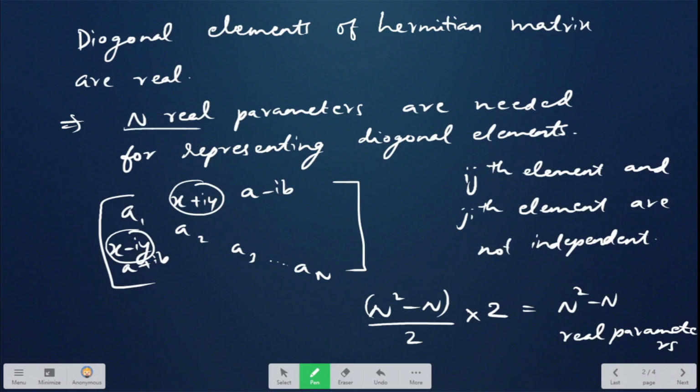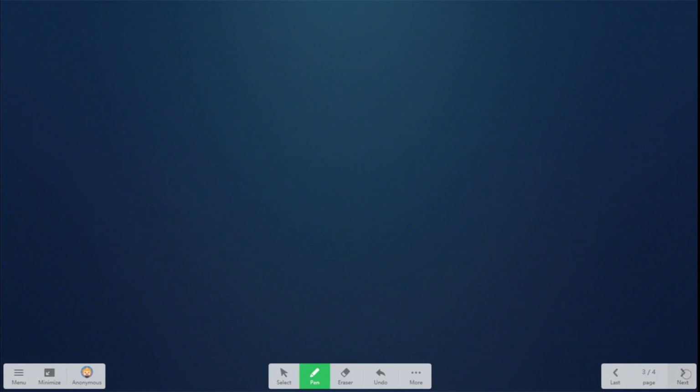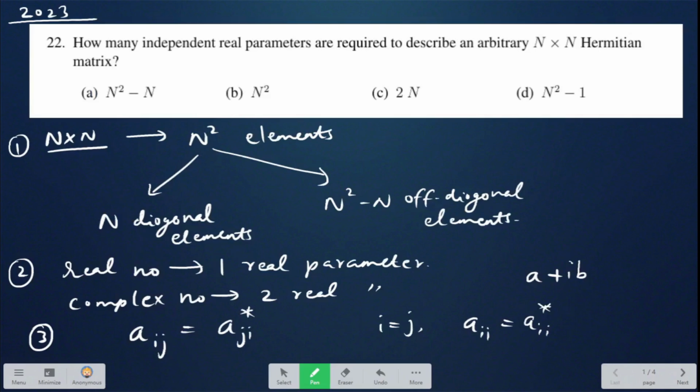N real parameters are needed for representing diagonal elements. So in total we have n square minus n for representing off diagonal elements and n real parameters for representing diagonal elements. Total is n square. So n square real parameters are required to describe an arbitrary n cross n Hermitian matrix.